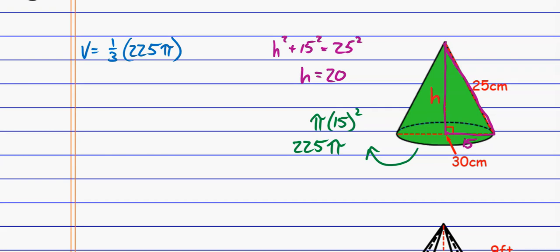And again, I just do the 15 squared as the 225. The 25 squared is the 625. I subtract the 225, and then I have to take the square root to find this.